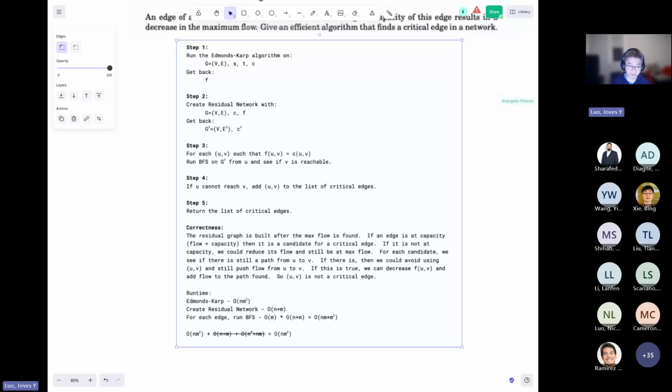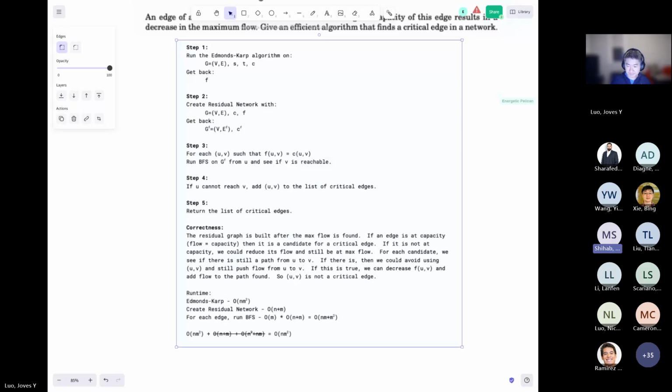The runtime is O(nm²). Creating the residual network is O(n + m). Now for each edge, we run BFS, which is O(m(n + m)), giving us O(nm + m²), which ends up being dominated by the O(nm²) of Edmonds-Karp, so it's okay. And that is my algorithm for finding all critical edges.